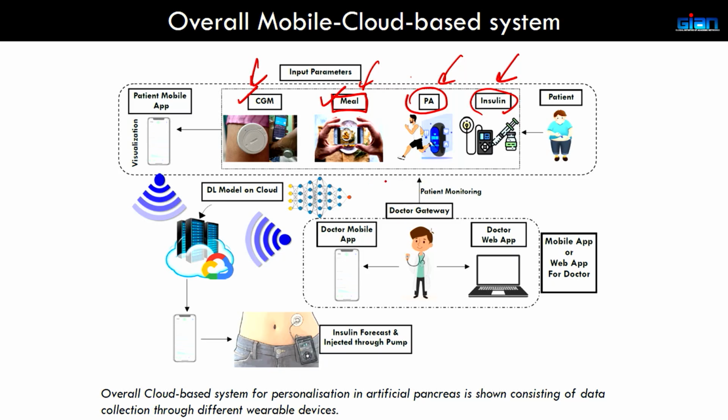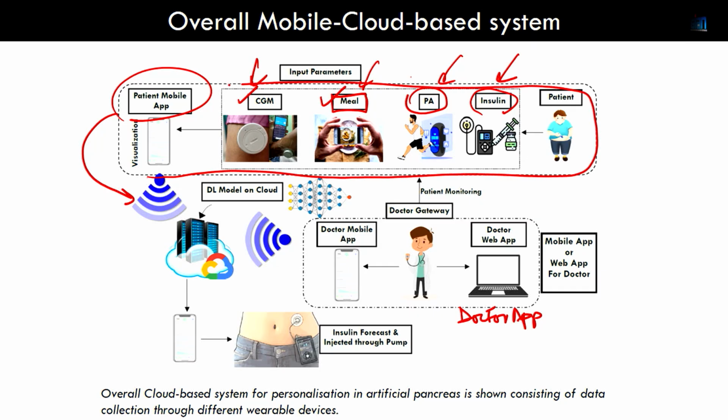The data goes to the cloud through an app. So there is a patient app which sends all this data to the cloud. And the doctor also has a doctor app as well. So this is the doctor app. The doctor can monitor the patient individually through their doctor app. So the doctor has a mobile app as well, and there is a web app as well. The web app is generally used for clinics, and the mobile app is generally there for emergency situations where the doctor may need to monitor the data from the patient.